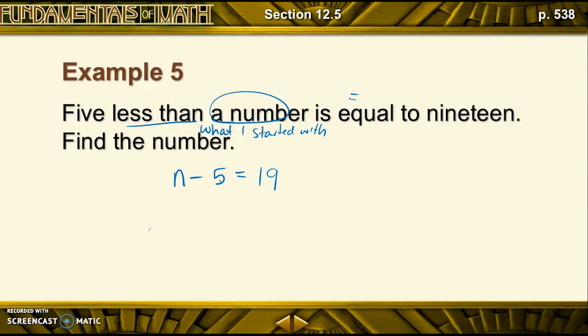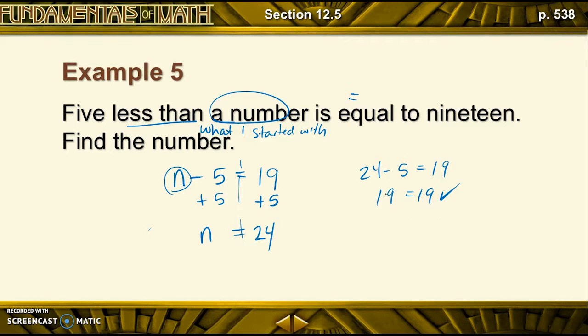So I'm subtracting 5 from my n, so my inverse operation would be to add 5 on both sides. And my minus 5, or my negative 5 value plus 5 cancels out, equals 19 plus 5 is 24. Go back and check. 24 minus 5 equals 19. 24 minus 5 is 19, so that does check out.